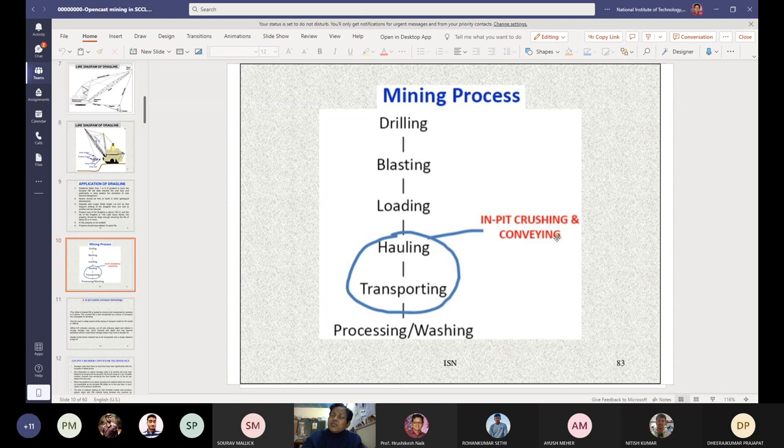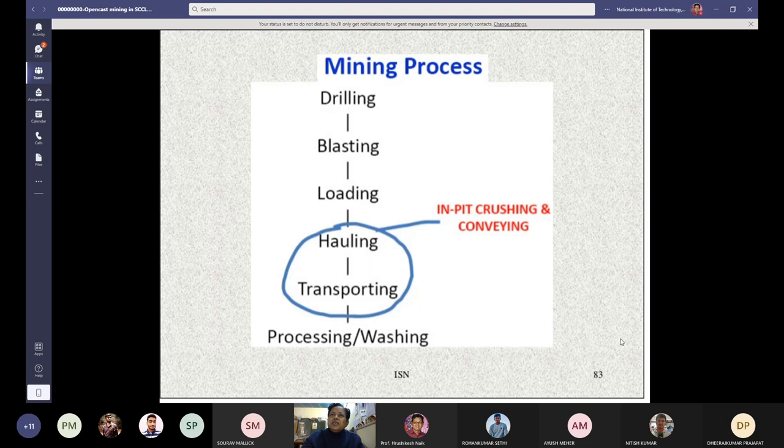But to adopt the belt conveyor system, you have to crush the materials to the required size, because the belt conveyor system cannot take boulders. If you load boulders on the belt conveyor system, the belts will be damaged. For that purpose, you have to go for the in-pit crushing method. There are various types of crushers used in the pit, movable crushers and fixed crushers, to crush the material to the required size. After that only, the belt conveyor system will convey the materials. So this is called the in-pit crushing and conveying system. Let us see how it is adopted in the mines.